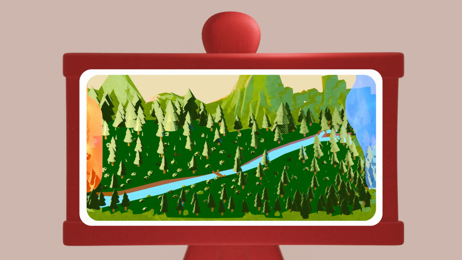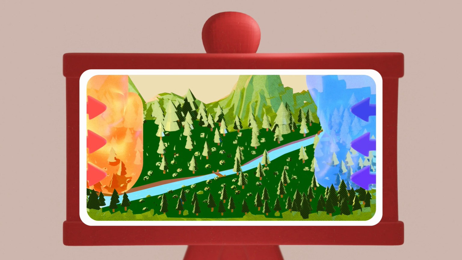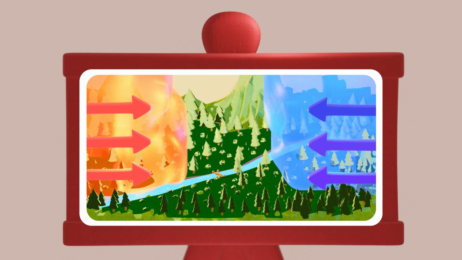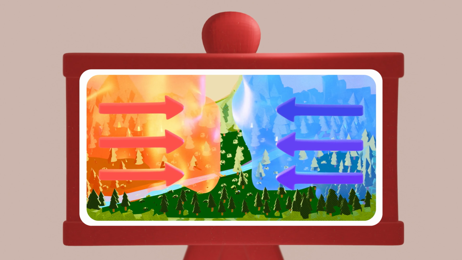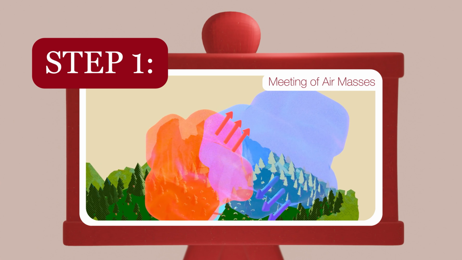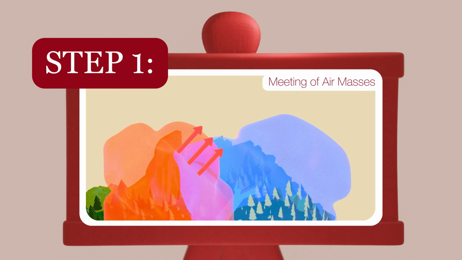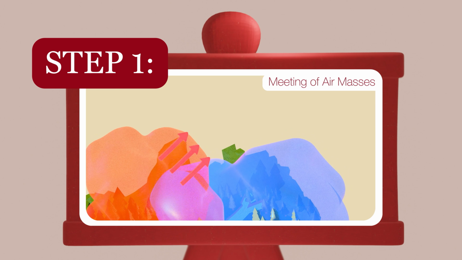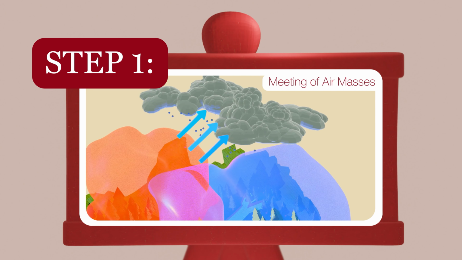Today, we're going to explore frontal rainfall, a type of rain that occurs when two different air masses meet. It is especially common in the UK and other temperate regions. Let me break it down into some simple, easy to follow steps. Frontal rainfall happens when a warm air mass meets a cold air mass. These two air masses have different temperatures and densities, and as such, they don't mix easily.